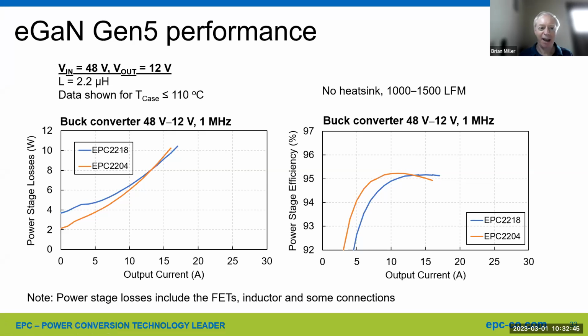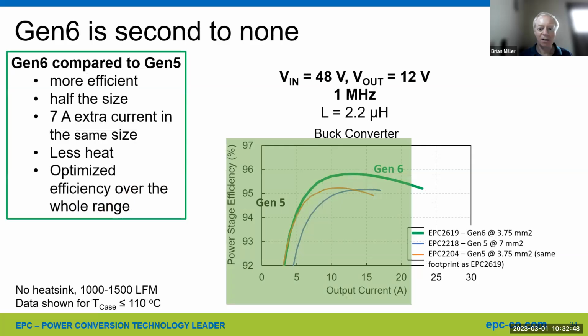Now, something interesting happens when you go to Gen 6 FETs. Because the parasitics are smaller, you basically have the same kind of switching losses with a small FET. But because the RDS on, the conduction loss, is reduced, you basically have the best of both worlds. You have the low current efficiency, and the high current efficiency actually outdoes both of them. So you have the small package.